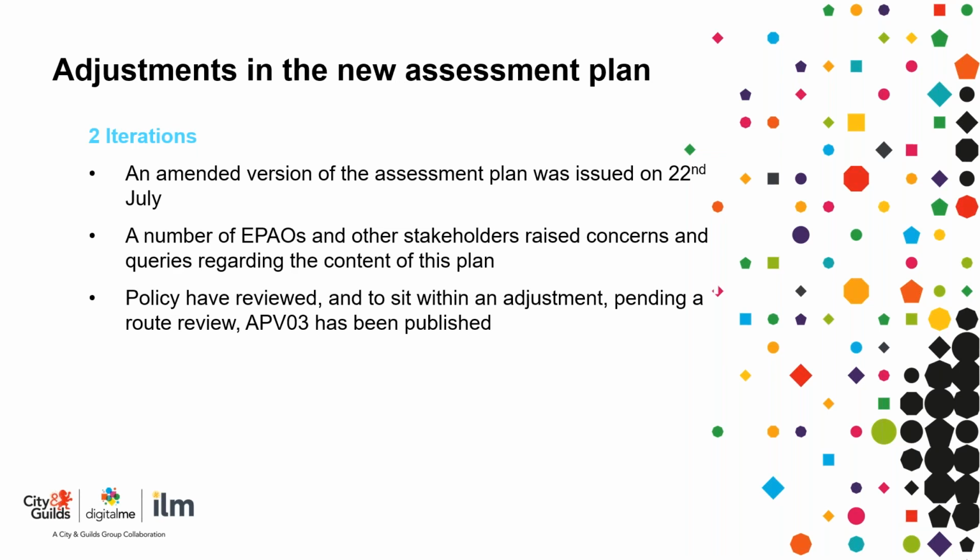So the two iterations. Many of you may have noticed that another plan was launched in July, which became version 2. However, due to feedback from ourselves, the EPAOs and other stakeholders, and lots of concerns raised, it was decided that that plan would no longer go forward. That was replaced by version 3, which is the current plan that everybody should be working towards for the new learners.